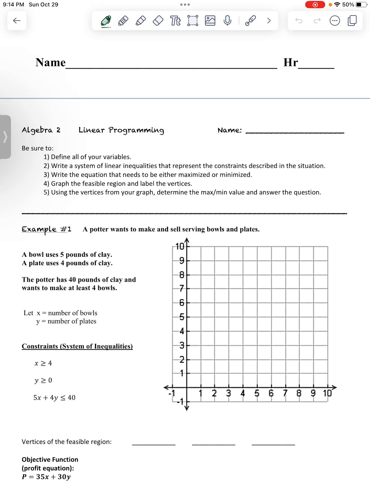Hello friends, we're going to do something called linear programming. It just takes all the math skills you've already done and puts them together into kind of one big problem solving situation. The hardest part about these is just reading through the information, sorting it out, and creating the numbers to start with.